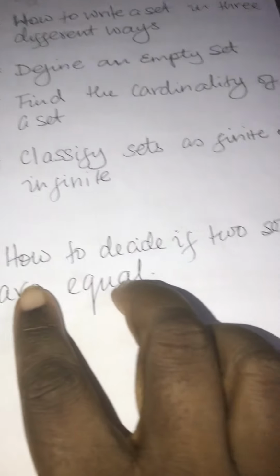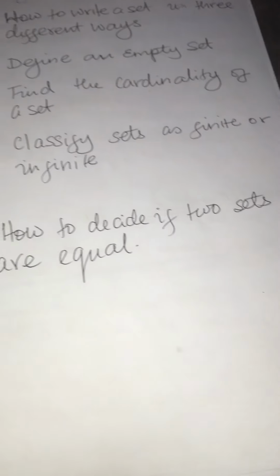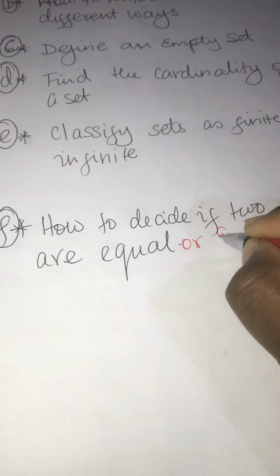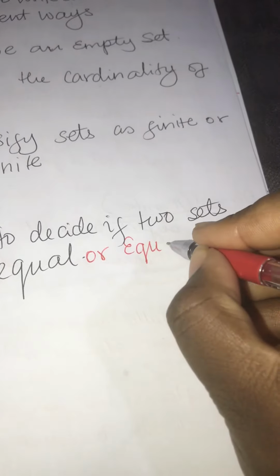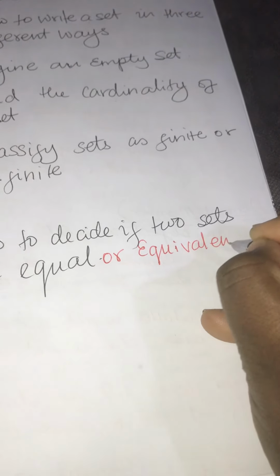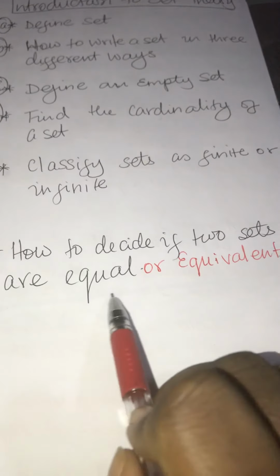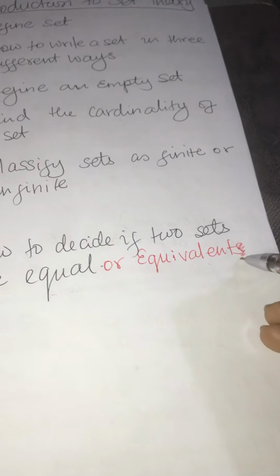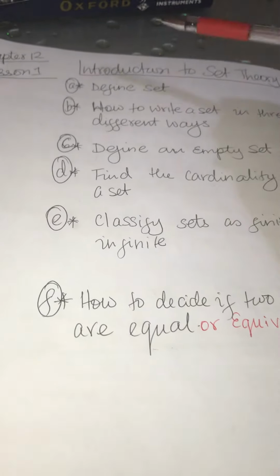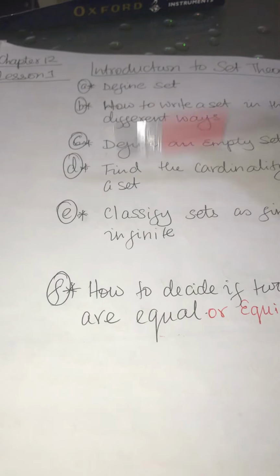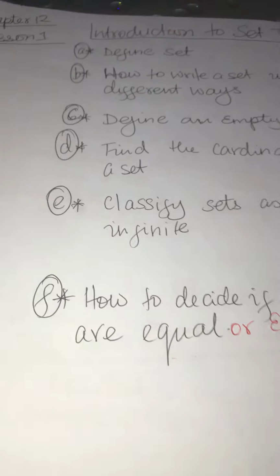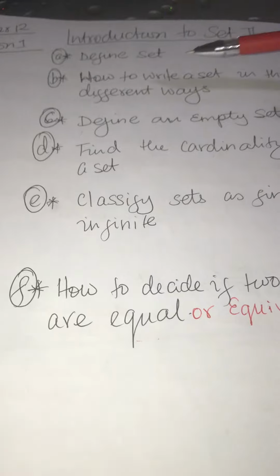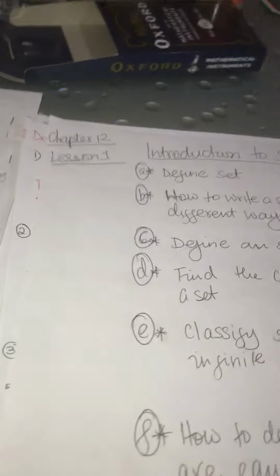And then you have to decide whether 2 sets are equal or equivalent. You will understand these 2 words are not the same. They're 2 different words. One is equal and the other one is equivalent. At the end of this video, these 6 things you must know how to do correctly. The one that you don't understand is the one you practice more so that you get to understand. All right, so we start.